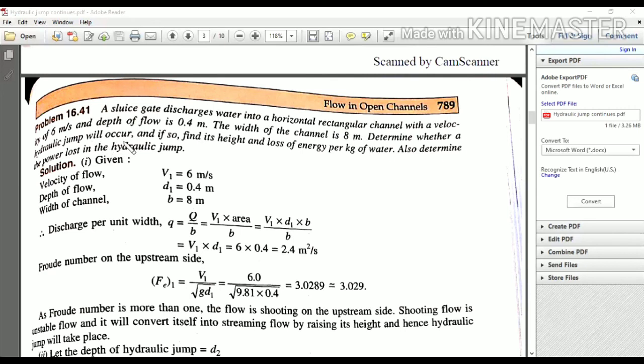Determine whether a hydraulic jump will occur, and if so, find its height and the loss of energy per kg of water. Also determine the power lost in the hydraulic jump. So here it is a bit of a tedious job, so we shall see step by step how it is solved.